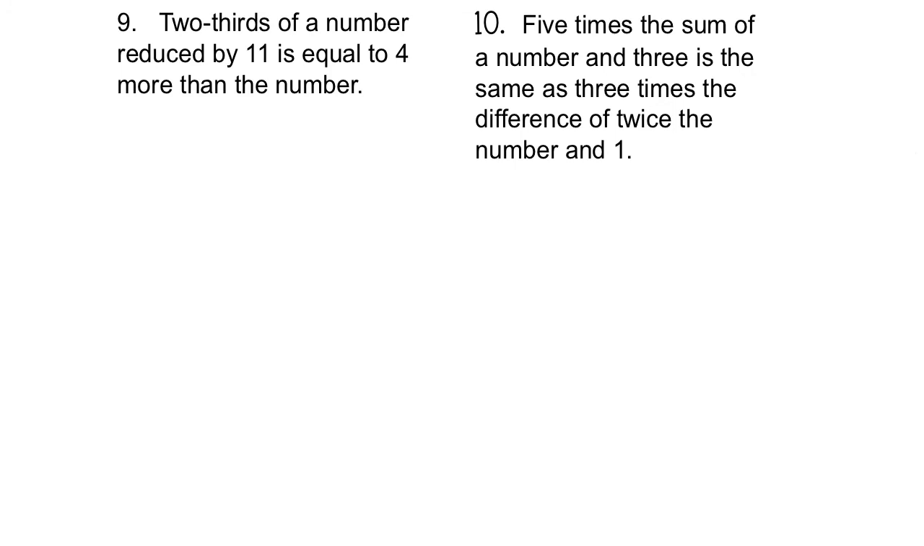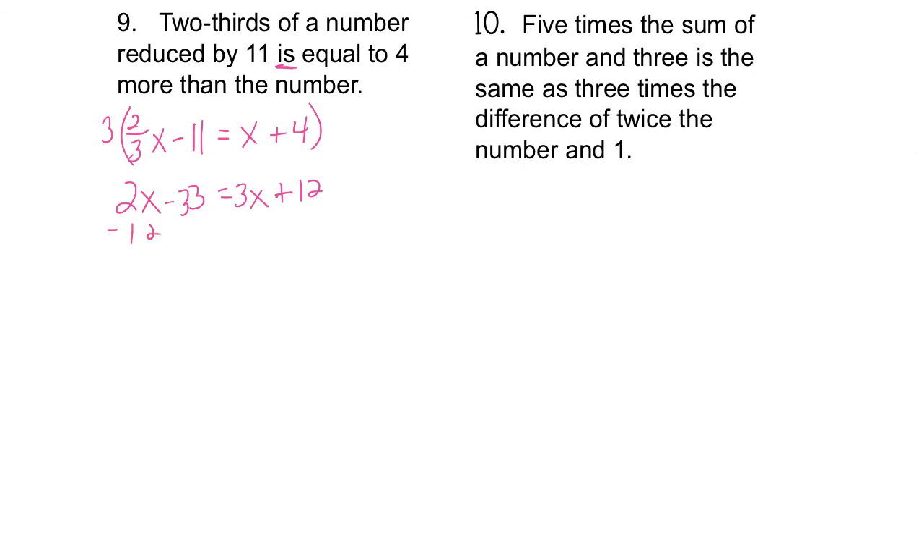2/3 of a number, ooh, I love a word problem, 2/3 x, reduced by 11, is equal to 4 more than the number, x plus 4. Got a fraction, don't freak out. Common denominator is 3, so let's multiply the whole thing by 3. 3 divided by 3 cancels, and I've just got 2x minus 33 equals 3x plus 12.